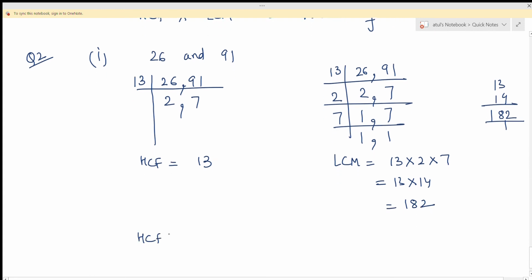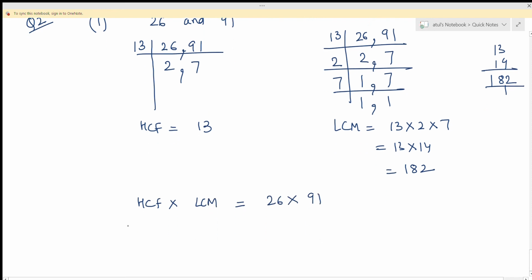Now we have to verify. So HCF into LCM should be equal to 26 into 91. So let's try that. HCF is 13 into 182, and this is how much? We need to find out 26 into 91. So let's do it. 6 ones are 6, 9 6s are 54, 54 plus 2 is 56, 6 and 5 carry over, 9 twos are 18, 18 plus 5 is 23. So this comes out as 2366.